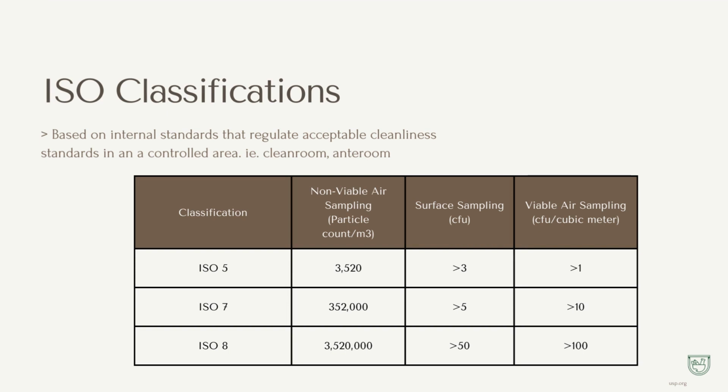ISO classification regulates acceptable cleanliness standards in the controlled areas. The three classifications typically used in sterile compounding are ISO 5, 7, and 8, ISO 5 being your cleanest and 8 being your dirtiest. They're used to determine how clean the controlled area is and should be. To note, all PECs should be ISO 5 classified, buffer rooms ISO 7, and dependent on whether you're compounding hazardous or non-hazardous drugs, the anteroom would be classified as ISO 7 or ISO 8.